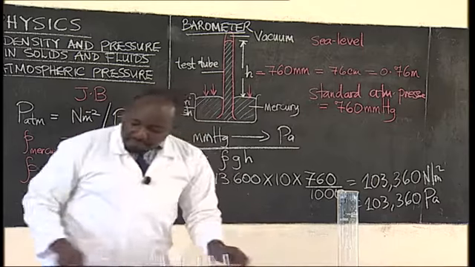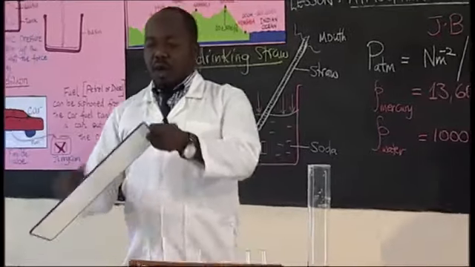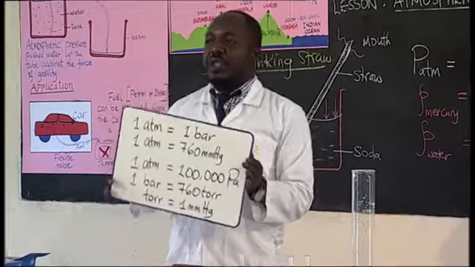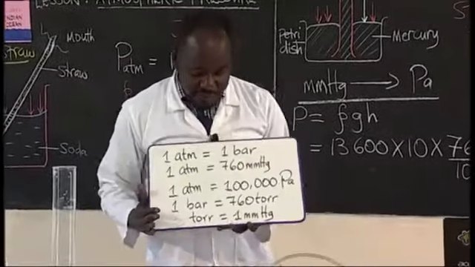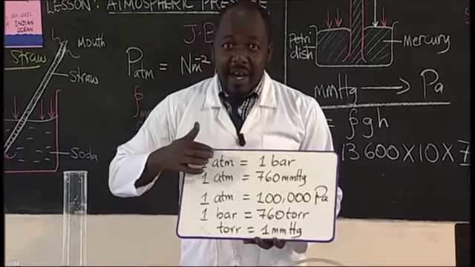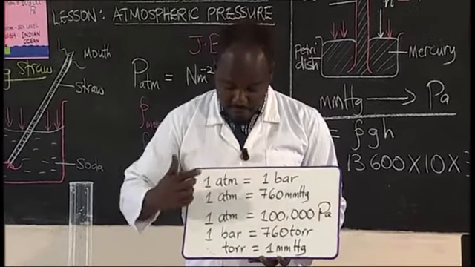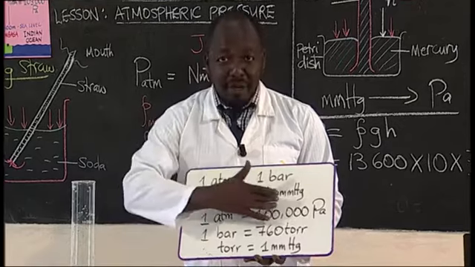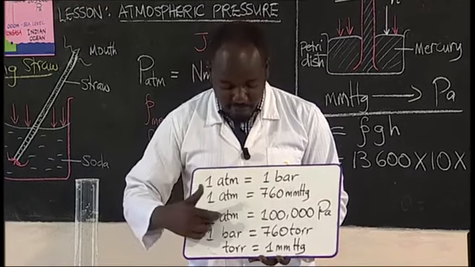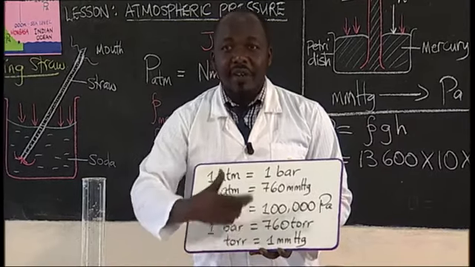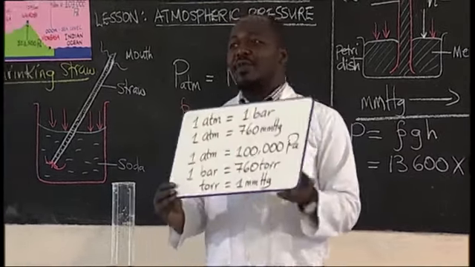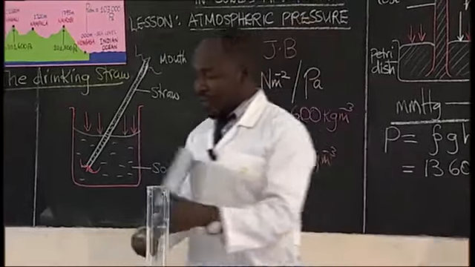And so, in our next lesson, we'll continue investigating the relationship between atmosphere and a bar, atmosphere and millimeters of mercury, atmosphere and Pascal, bar and torr and millimeters of mercury. That's what we are going to discuss in our next topic.